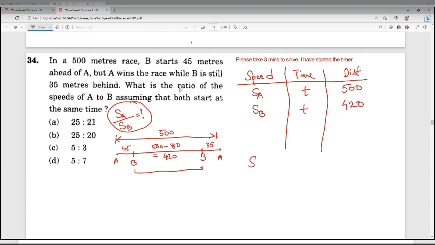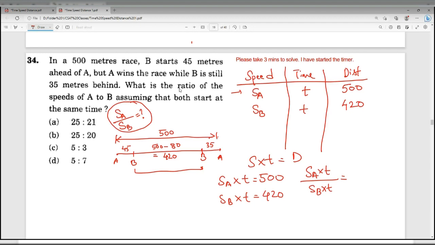And we know that speed into time is equal to distance. So SA into T is equal to 500. And then we have SB into T is equal to 420. And let's divide these equations. So SA into T by SB into T is equal to 500 by 420. And T gets cancelled. Zeros cancel, this is 25 by 21. 25 is to 21. The correct option is A.